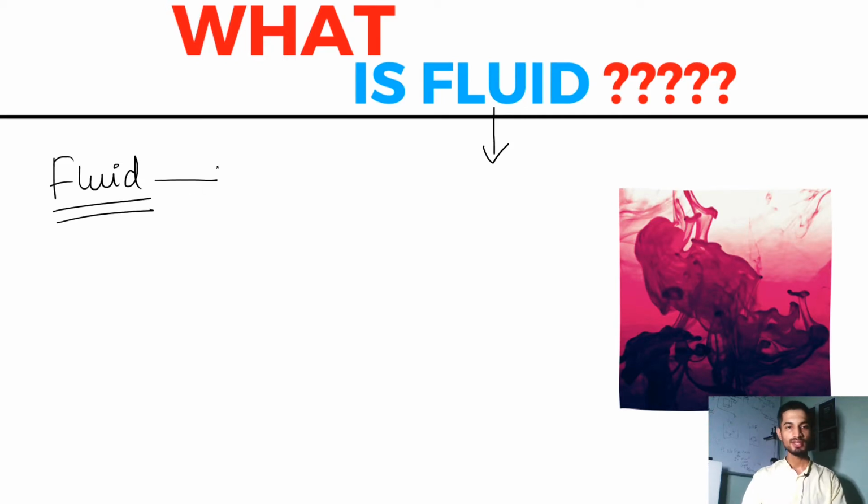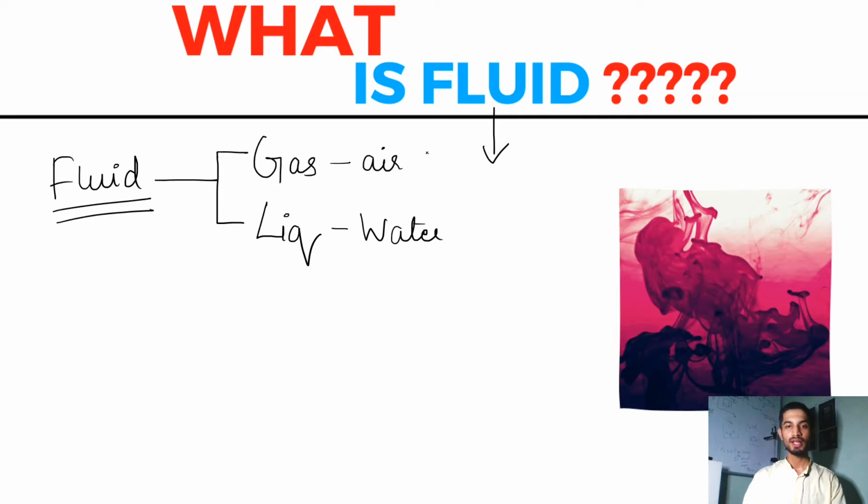Now this fluid is something in which we consider two things mainly. One is gas, another is liquid. In gas you can take air as an example. Even steam and water vapor is also considered as gas in fluid mechanics, and in liquid you can take another engineering fluid, which is water. So these both are engineering fluids that we have taken as examples. These are the basic examples that we are familiar with.